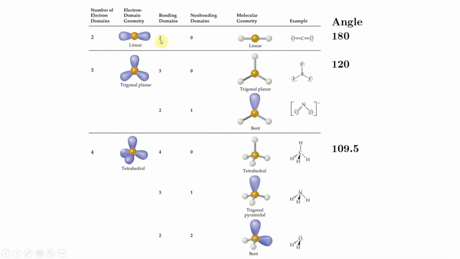If I split this into bonding and non-bonding and I get 2 and 0, the molecule will be linear. Here's an example: carbon dioxide will look like this. And I'll show you examples of how to get to it. If I have 3 domains, the electrons will follow this structure. If I split the domains into bonding and non-bonding, if it's 3, 0, the molecule will also look like this. If I have 2 and 1, the molecule won't.